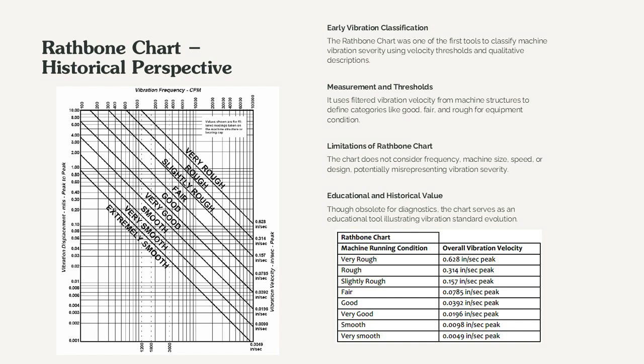It establishes threshold values, for example identifying approximately 0.039 in/SEC peak as good, 0.0785 in/SEC peak as fair, and higher values as increasingly rough. These categories offered a practical way to assess machine condition using simple instrumentation.